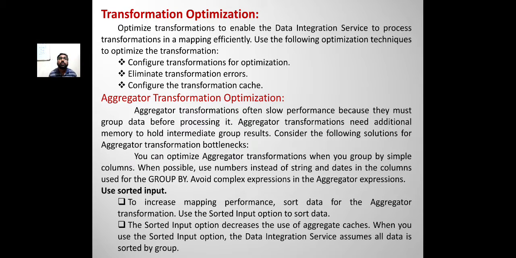Use sorted input. To increase mapping performance, sort data for the aggregator transformation. Use the sorted input option to sort data. The sorted input option decreases the use of aggregator caches. When you use the sorted input option, the Data Integration Service assumes all data is sorted by group.